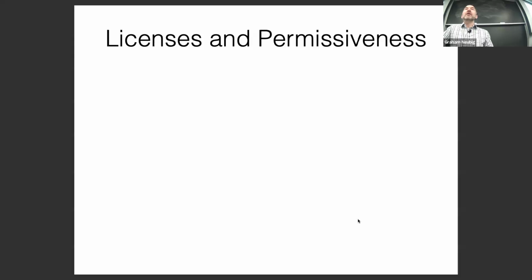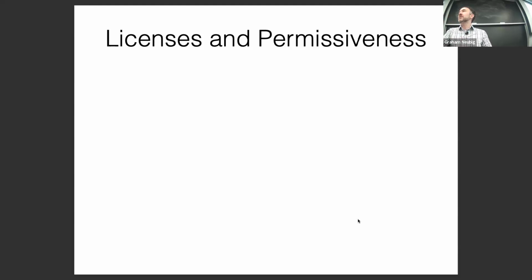Another thing is about licenses and permissiveness. This is important if you want to do a research project, because it has an impact on the things that you legally can do or can't do. In universities, I mean, we should be following the law, but maybe people think about this a little bit less.